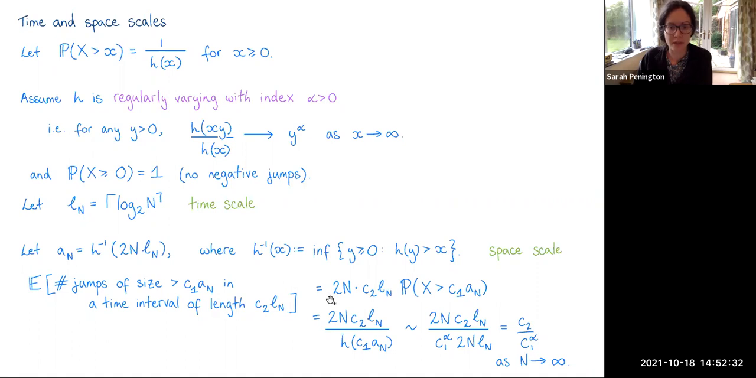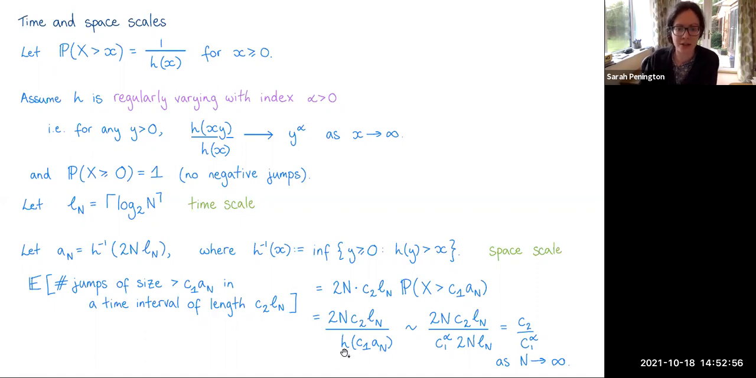Well, the expected number of jumps is going to be the total number of jumps during that time interval, which is, well, at each time step you have 2N jumps because there are 2N offspring particles that all jump. And then the time interval is of length c2 times l_n. And then we need to multiply by the probability that a single jump is bigger than c1 times a_n. So by our definition of h up here, we can write this probability as 1 over h of c1 a_n.